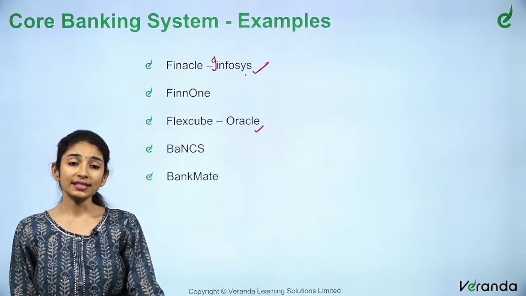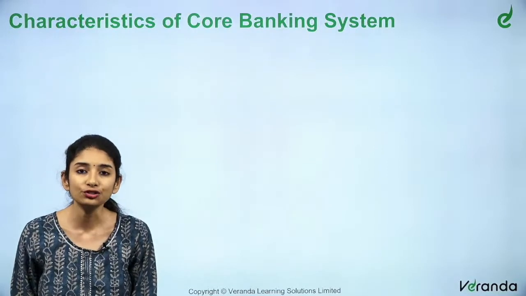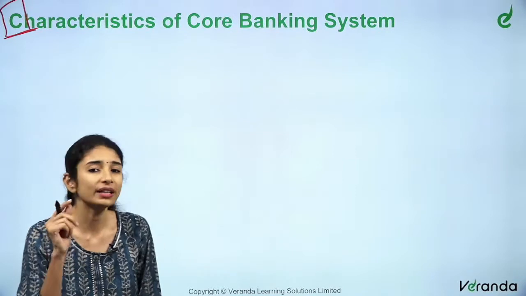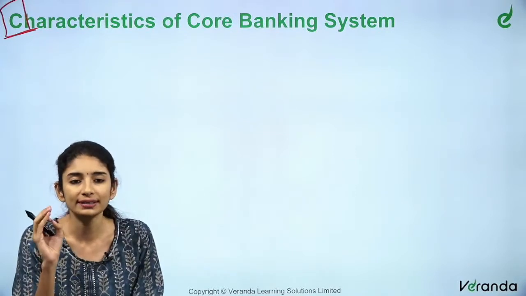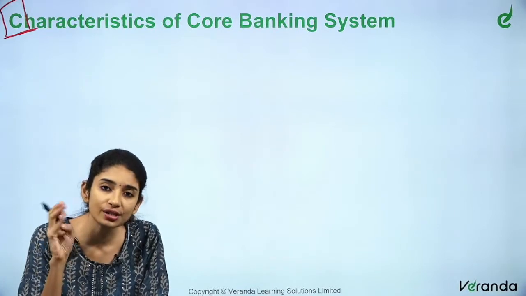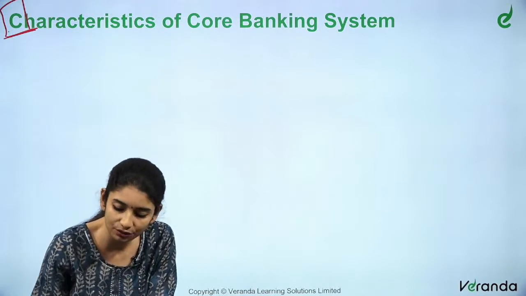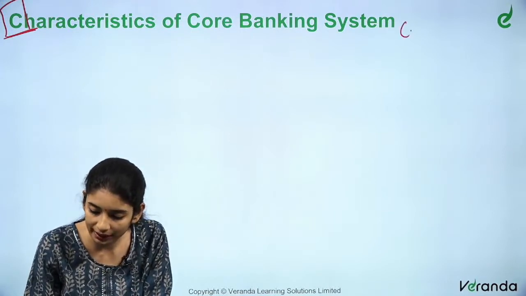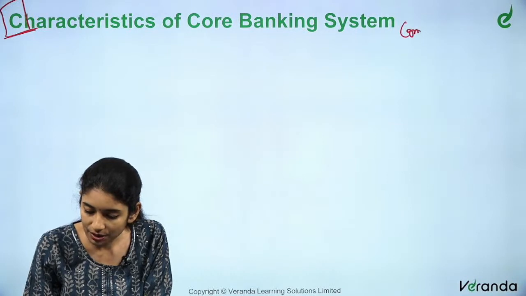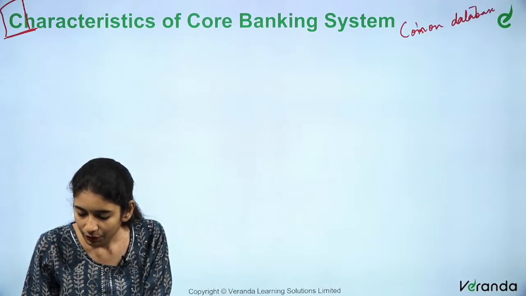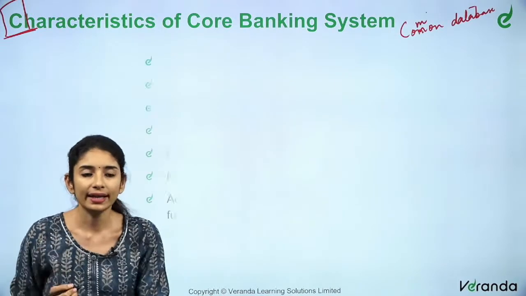Clear, guys? Yes. If yes, let's move on to the next topic, characteristics of core banking system. Here you got to be a little careful because there could be a question saying characteristics of core banking system, or there could be a question saying features of core banking system. So don't get confused. Characteristics is C for characteristics and C for common database.